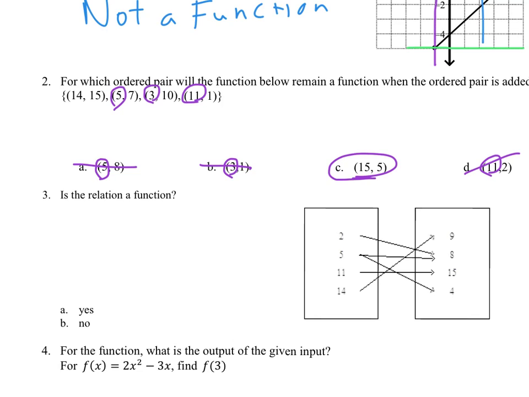For number 3, is the relation a function? Here's our mapping diagram. Notice the direction the arrows are going. This doesn't necessarily have to be labeled, but if you wanted to, you could. These are the inputs, these are the outputs, and you could tell that based on the arrows. So the problem we have here is that 5 has two different outputs. 5 goes to both 8 and it also goes to 4. So no, this is not a function.